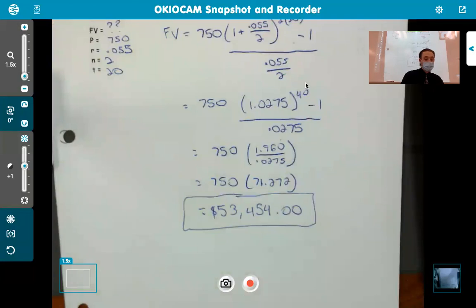It was an $86,000 difference. This example, it's a $23,000 difference. Right? You're setting yourself up for later down the line. It's going to make a huge difference. Okay. Any questions about that example?